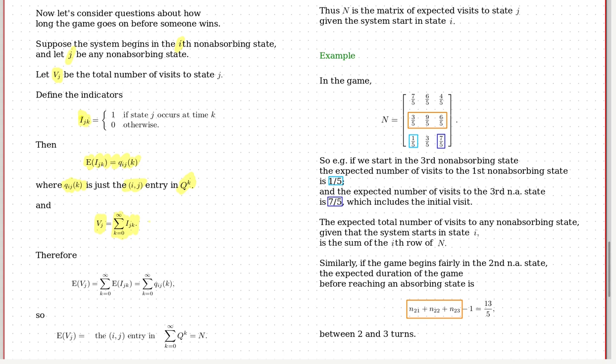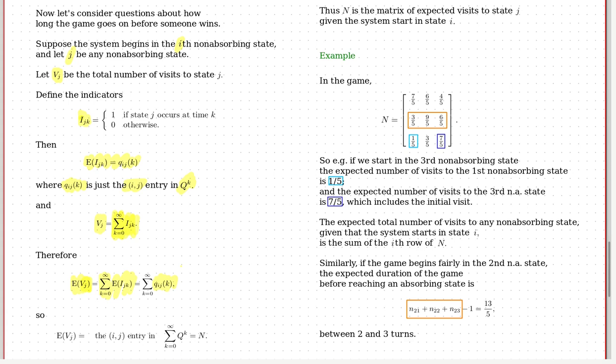Okay, so summing this all up, we can now take the expected value of the number of visits to state j. Now, expected value is always linear, so the expected value of a sum is always the sum of the expected values. So we can break v sub j up into its infinite sum, and write this as the sum of the expected values of the indicators, and each indicator has an expected value that corresponds to an entry in q to the k, little q sub ij of k.